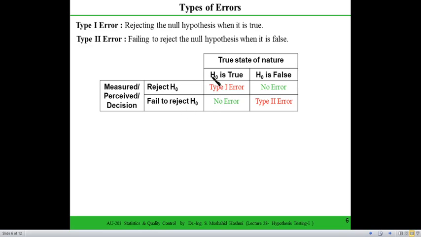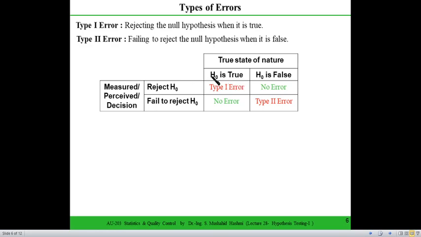So if your true state of nature is that your null hypothesis is true, and you reject the null hypothesis even though it was true, it means you have made an error. So that error is called a type 1 error. So type 1 error, keep in mind, is always rejecting the null hypothesis when it is true. So your decision is that you are rejecting the null hypothesis when the null hypothesis is true. It means you have made an error, what you call a type 1 error.